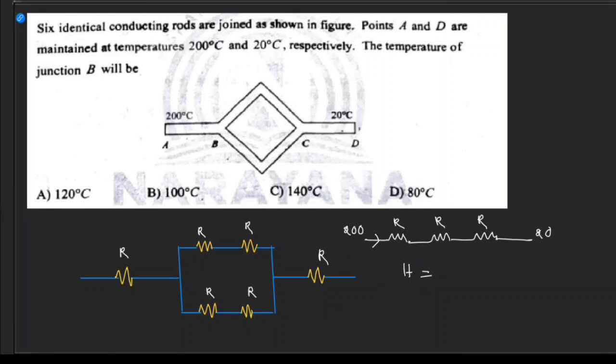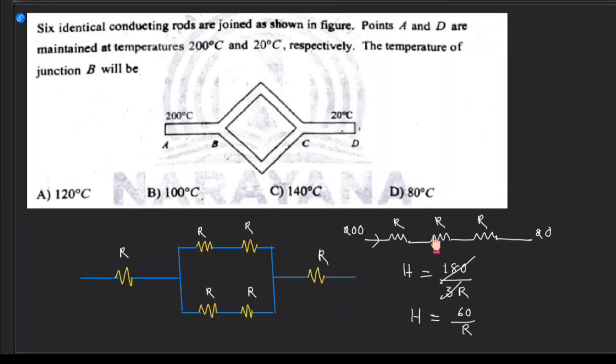Heat through these resistors or this wire can be written as change in temperature by total resistance. Change in temperature is how much? 180, 200 minus 20, by resistance, which is how much? 3R. Therefore this R cancels, and the heat current is equal to 60 by R, right?